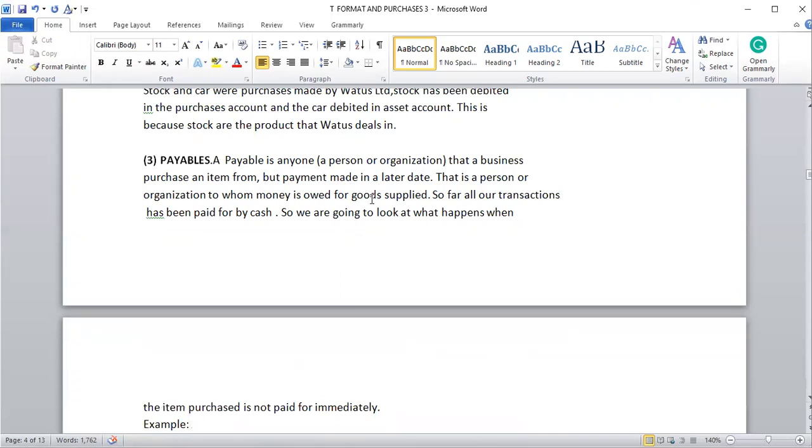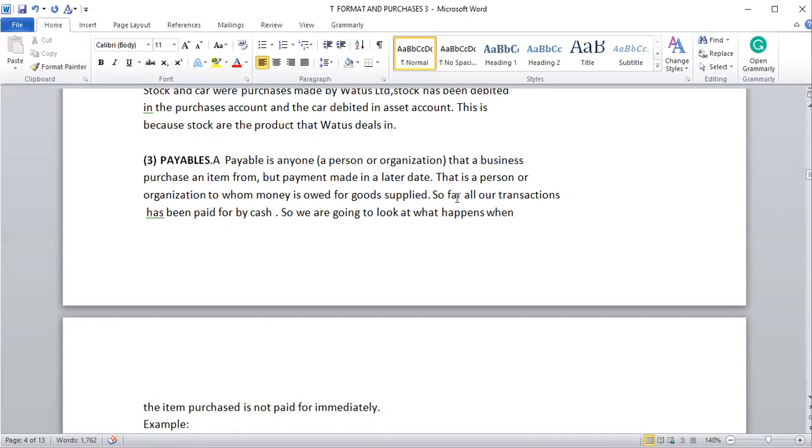Most of the time, a company may buy an item, and when the company purchases the item, either the company can pay for it in cash immediately, or the payment will be made at another date. Once the payment is made at another date, the company or the organization will owe the person that they purchased the item from. In accounting, because the company owes the person, since payment will be made at another date, we call it payables.